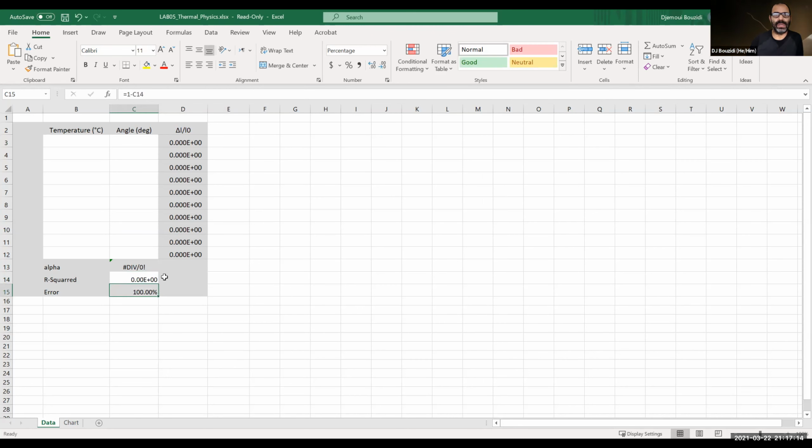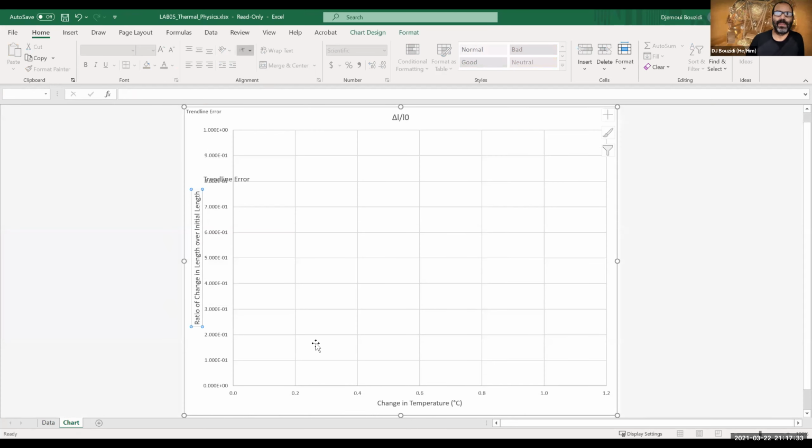Right now, if I put 0, it's going to give me an error of 100%. If I put 10, the error is negative 100%. If I put 0.01, the error is 99%. So if I get 0.99, the error is 1%, okay? So at this point, when am I going to get the R squared? I'm going to get it from the chart.